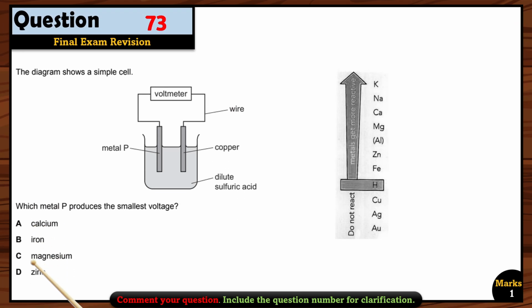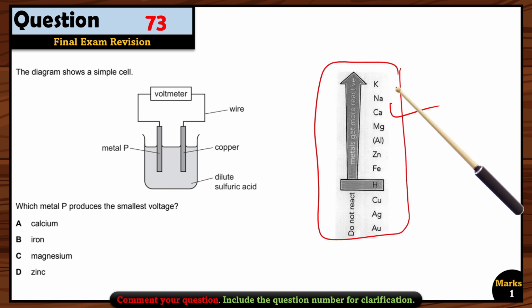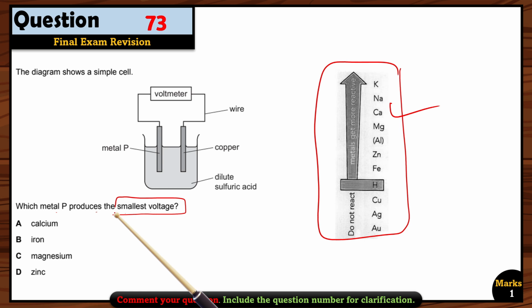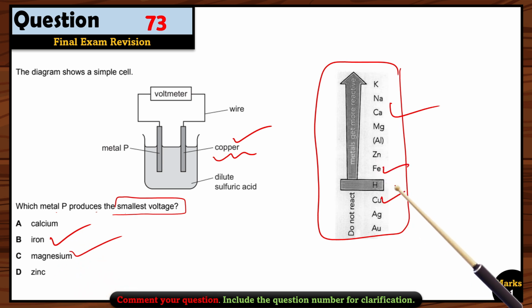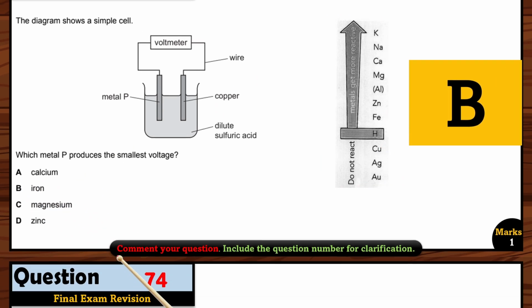Now let's see the next question. The diagram shows a simple cell. I have taken this picture from chapter 14. This will not be given in the exam, but you need to remember the reactivity. Which metal P produces the smallest voltage? Now we have to look for the smallest voltage, so the difference should be less. If you are using copper, then you have to choose the metal that is near to copper in the reactivity series, and that is actually iron. Magnesium is too far from copper. Iron is near, right? So the distance is a little. That's why iron is the right option. Okay, B option is correct.